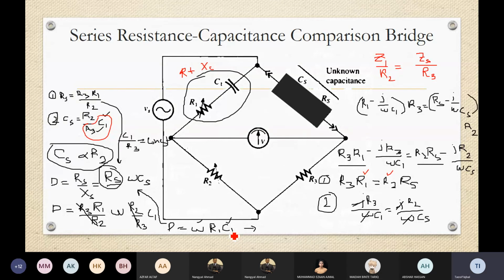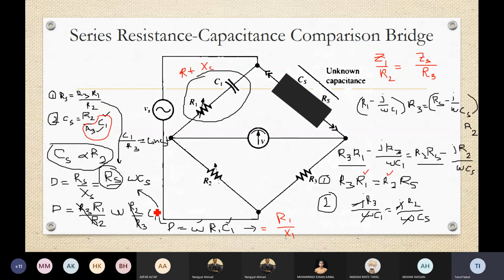which we have already said is equal to R1 divided by X1.